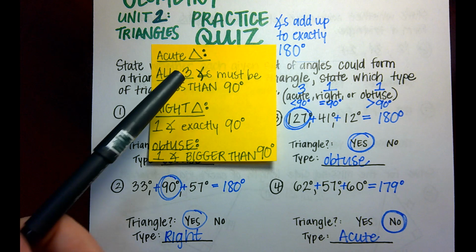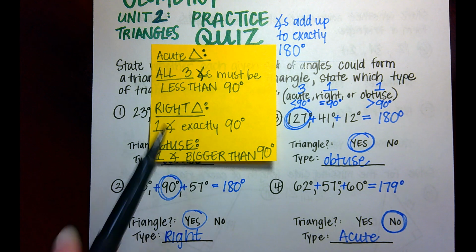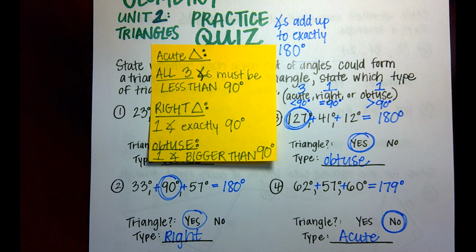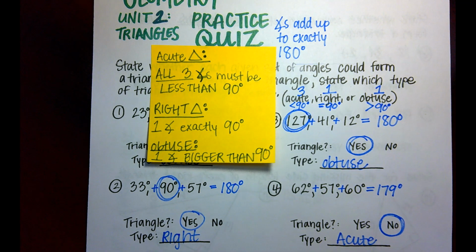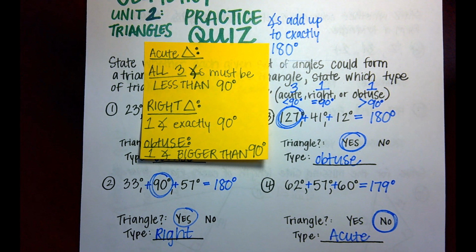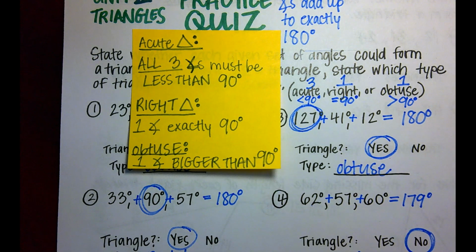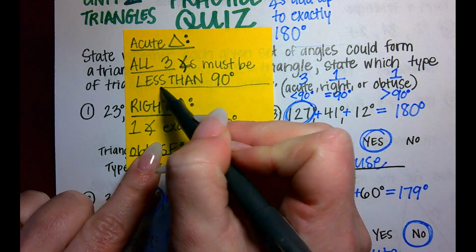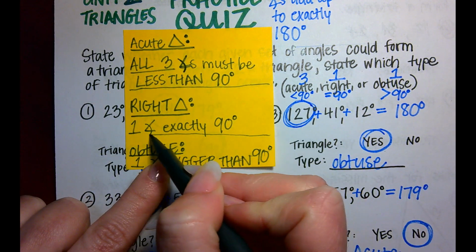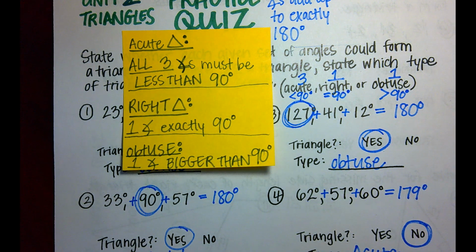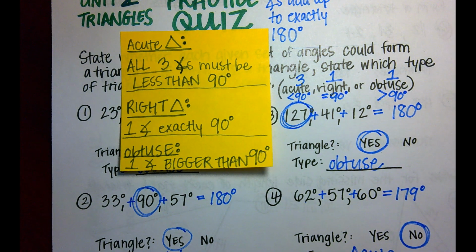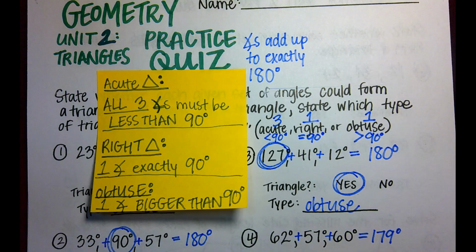So if this little cheat note is helpful, write it down. You can use that on the quiz. If you find that helpful, definitely copy that down. Okay, and I'm going to pause this for a moment while we're copying answers down.